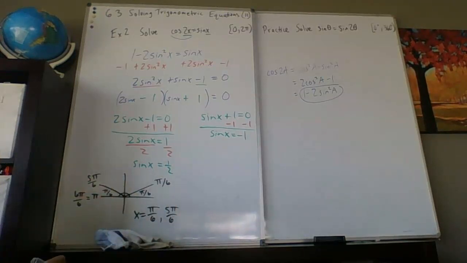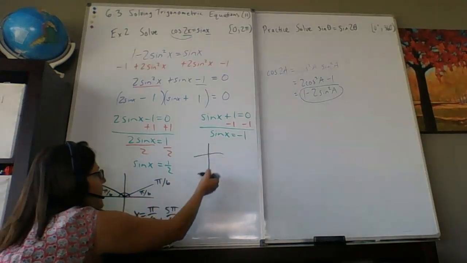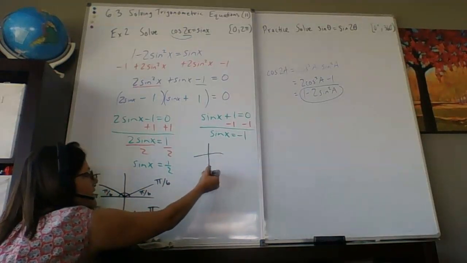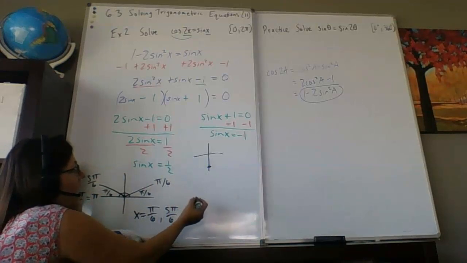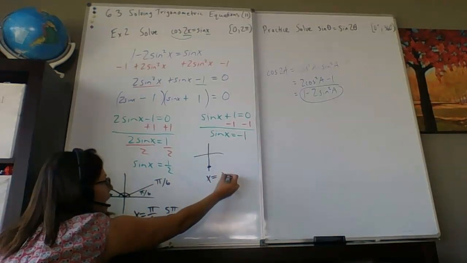Now, for sine of x equals negative 1, that's going to be a quadrantal. And since the y value is negative 1 there, that angle is 3 pi over 2.